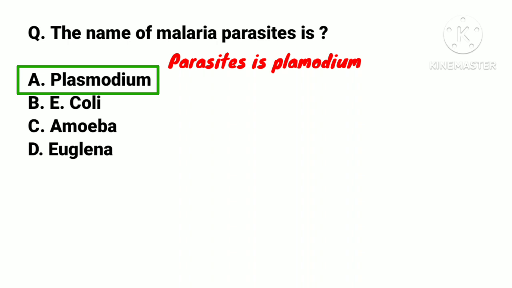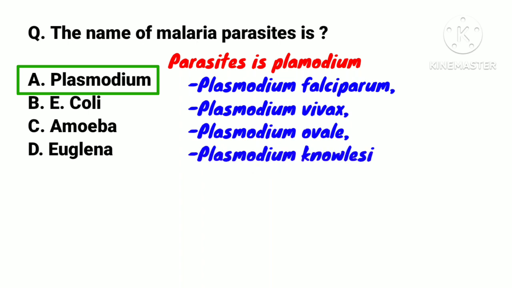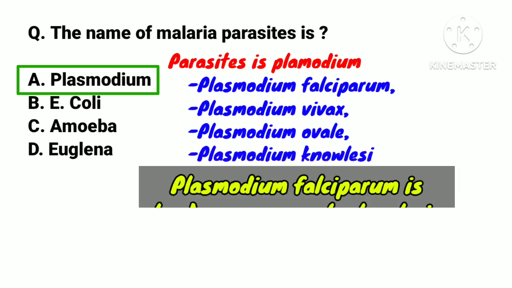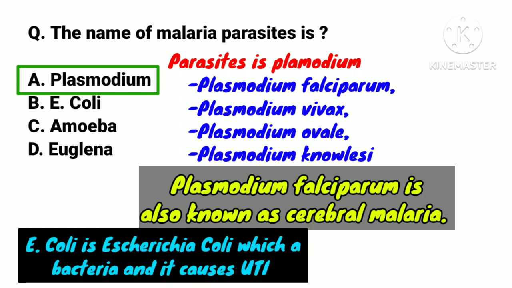There are four most common types: Plasmodium falciparum, Plasmodium vivax, Plasmodium ovale, and Plasmodium knowlesi. Plasmodium falciparum is most dangerous malaria and it is known as cerebral malaria. E. coli, which is a bacteria, causes urinary tract infection, most commonly in females due to short urethra in females.